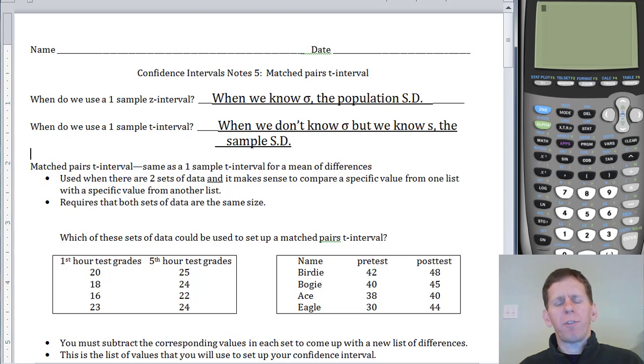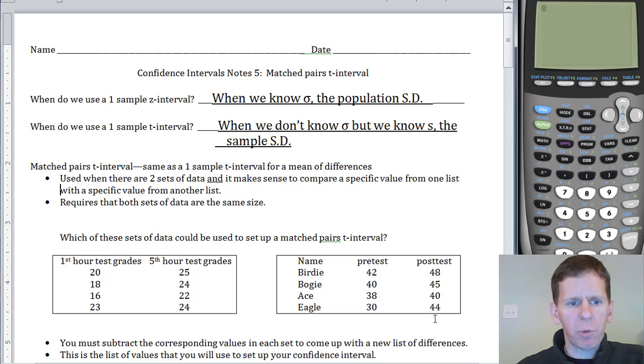We use this when we have two sets of data. Everything else we've worked with so far this unit, we've had just one list of data. Now we have two sets of data, but it makes sense to compare a specific value from one list with a specific value from another list. This does require that both sets of data are the same size. So I've got a couple of examples here.